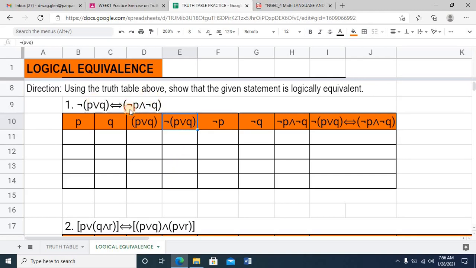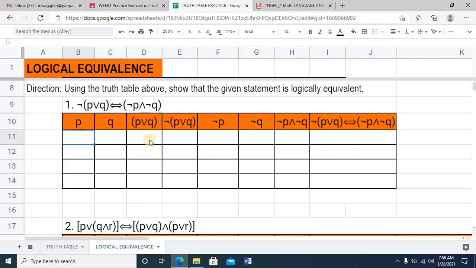Then after that, go to the right side of the statement. Start working with the simplest proposition or logical operator. So we have a not P. This is the column. Not Q. This is the column. And then the combination of not P and not Q using conjunction and. So this is the column. Then finally, you work with a biconditional statement. That would be the last column.